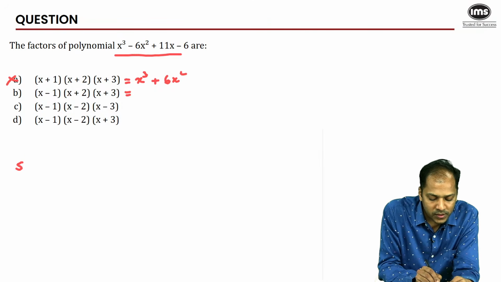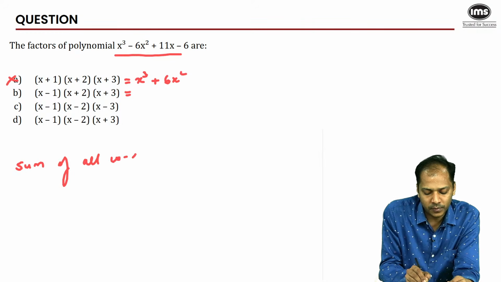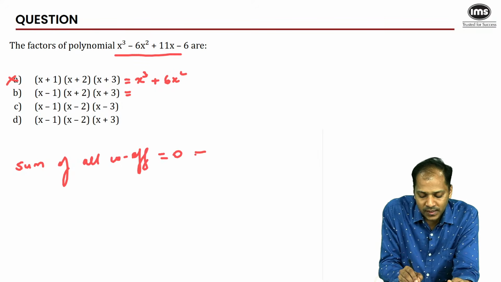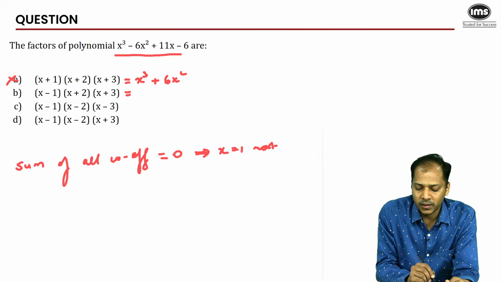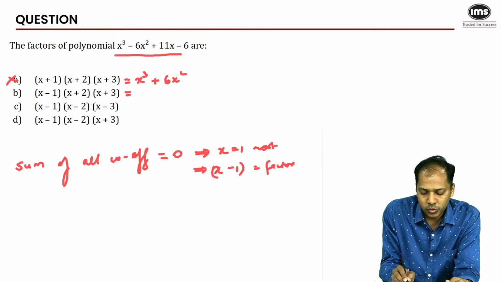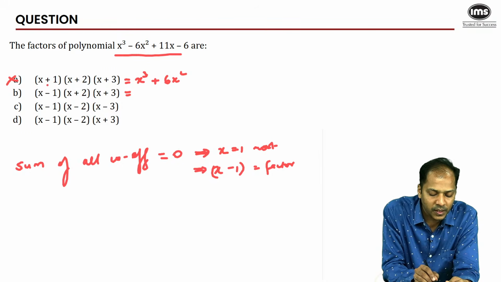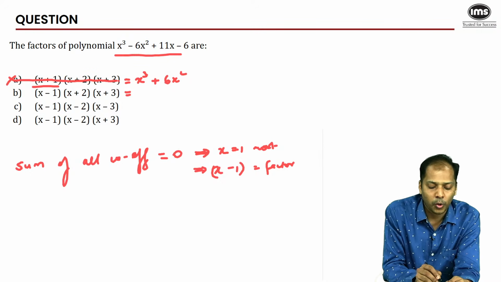So if I were to discuss a few good methods here: if the sum of all coefficients of a polynomial turns out to be 0, we can safely say x equal to 1 is a root of the polynomial, or simply put, x minus 1 is a factor. So instead of actually multiplying over here, I could have easily said option A is eliminated because the x minus 1 factor is not present over here. So option A cannot be the answer.